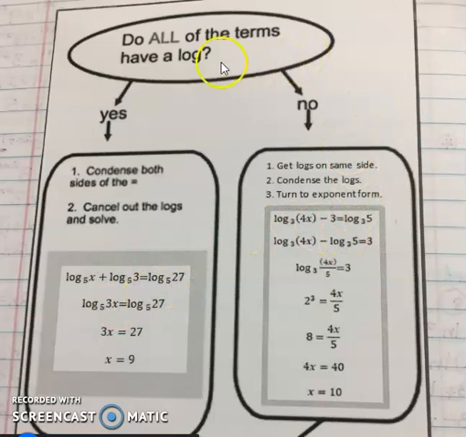If, however, all of the terms do not have a log in them, we'll do step 1, which says get all the logs on the same side. That means the other things that don't have a log will go to the opposite side. Number 2, we'll condense the logs. And then once you've condensed them, you'll do number 3, which is to turn it into exponential form, and then solve for x from there.